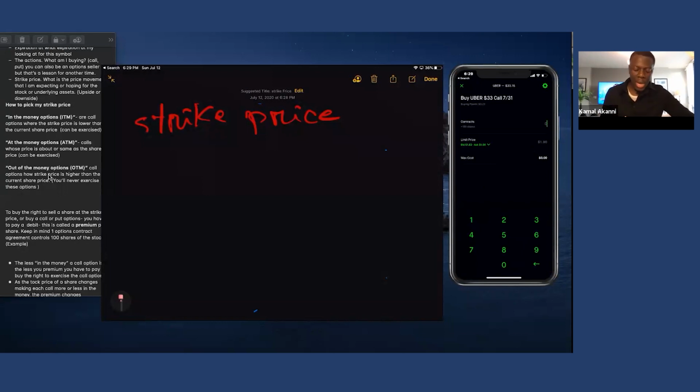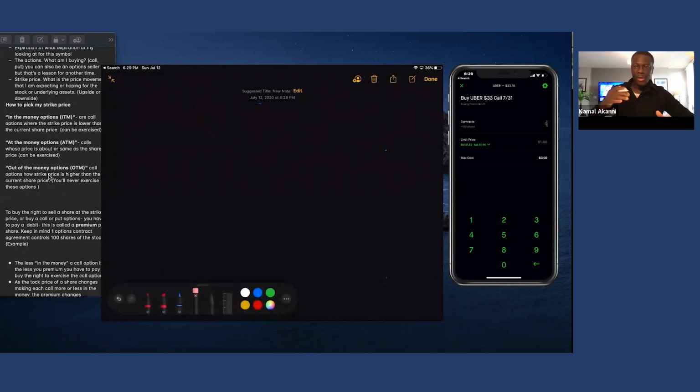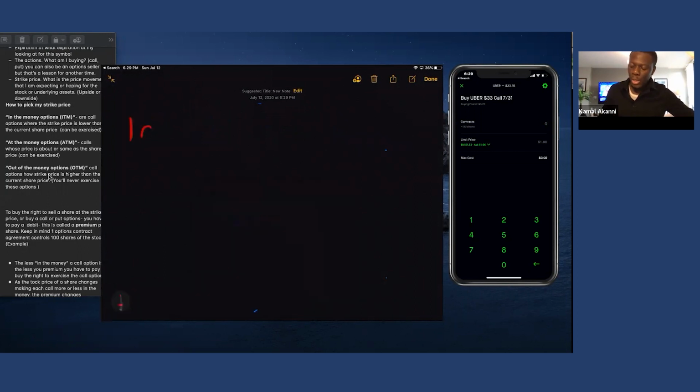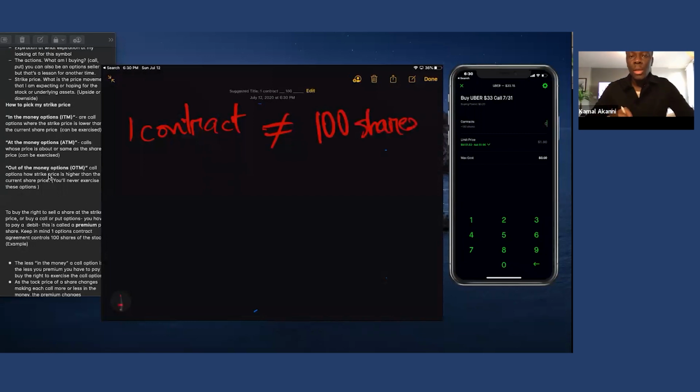When I click on that, the first thing I want you to know, and I feel like I mentioned this before, is that whenever you're purchasing options, you are purchasing contracts, and they vary from 1 to infinite. You can purchase 1 contract, or you can purchase 1,000 contracts. I'm not sure how much money you have, but keep in mind that each contract you purchase controls 100 shares. So whenever you're purchasing a contract, the premium will control 100 shares.